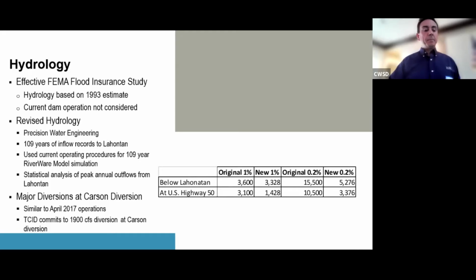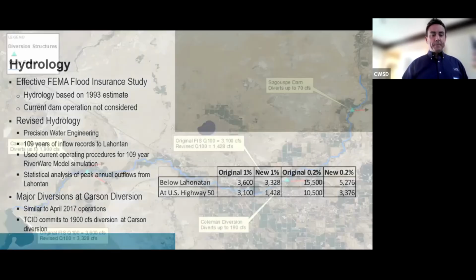And so there were major diversions at the Carson Diversion Dam. And they were able to split 1,900 CFS off at the Carson Diversion. The flow coming out of the reservoir at that time was about the 100-year flow. It was very close to 3,300 CFS. And that amount of flow would be a problem for the areas below the diversion, for Fallon.